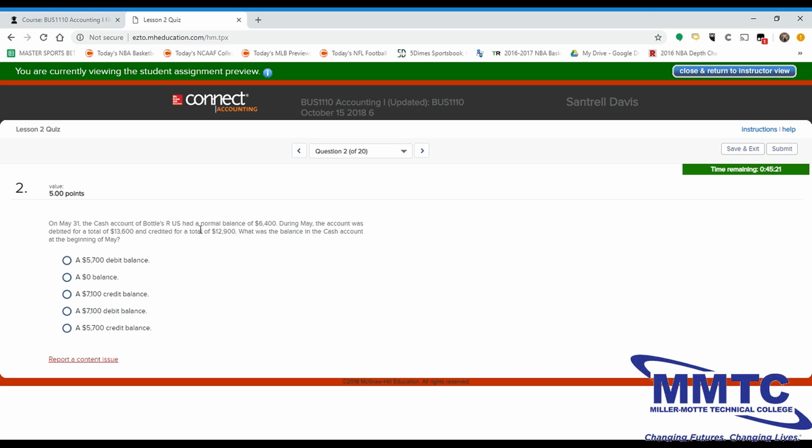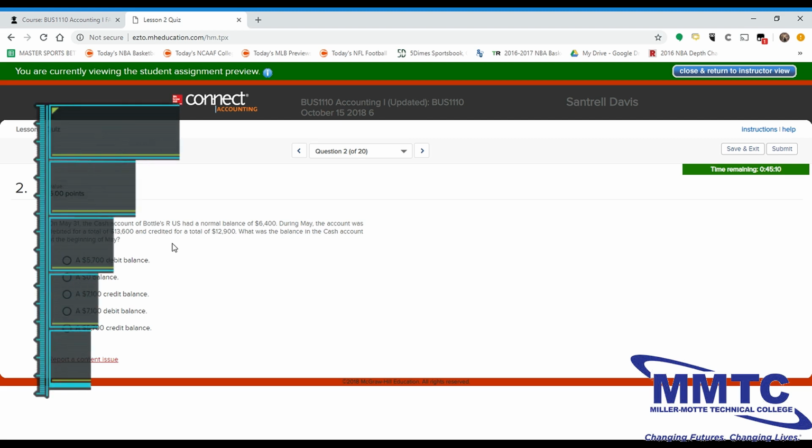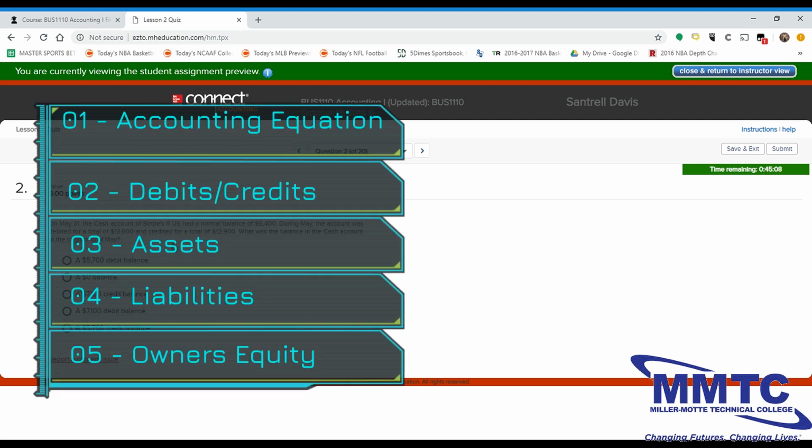All right, go ahead, Mr. Coates. On May 31st, the cash account of Bottles R Us had a normal balance of $6,400. So 6,400 was in the cash account. Thereafter, the account was debited for a total of $13,600. So the cash account was debited for 13,600 during that month.